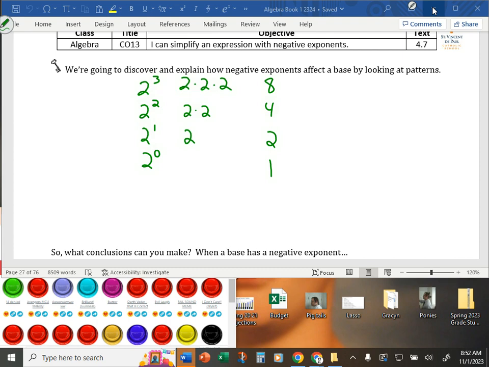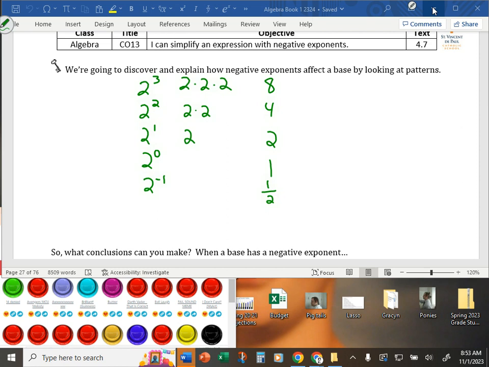So, mathematicians saw this, and they said, okay, so then what if we go negative? What if we have 2 to the negative first? What is that value going to be? 0.5, right? I heard some people maybe say negative something? No, right? If we follow this pattern down, our exponent's decreasing by 1, our value is getting cut in half. What's half of 1? 0.5, or we'll write it in fraction form, 1/2.